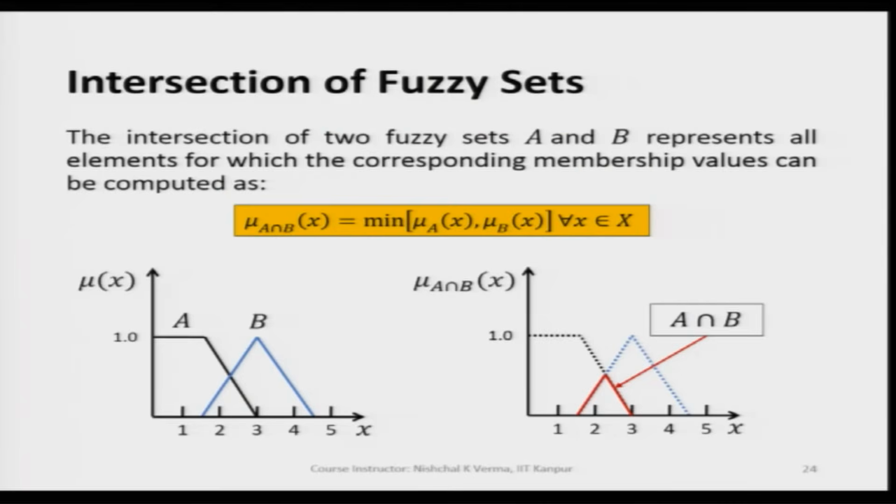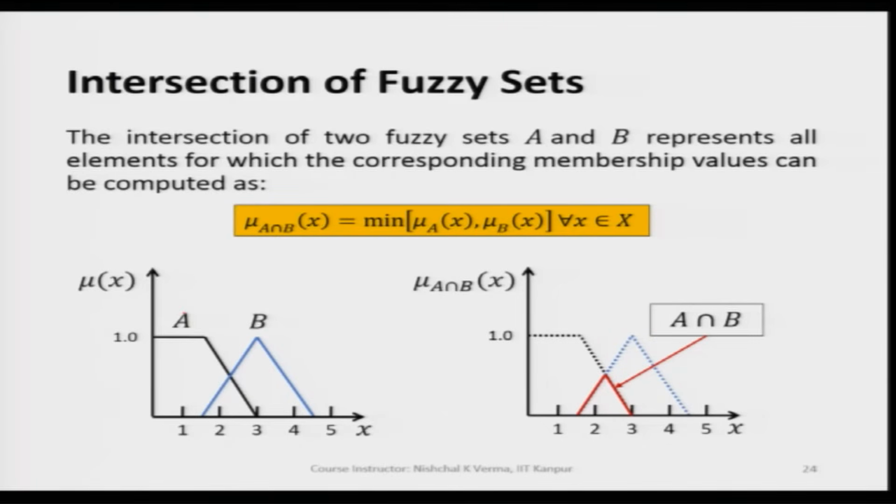Now, let us understand the intersection of fuzzy sets. The intersection of two fuzzy sets A and B represents all the elements for which the corresponding membership values can be computed as mu A intersection B of x, which is equal to the minimum of mu A of x and mu B of x for every x belonging to the universe of discourse. Let us take an example to better understand the intersection of two fuzzy sets.